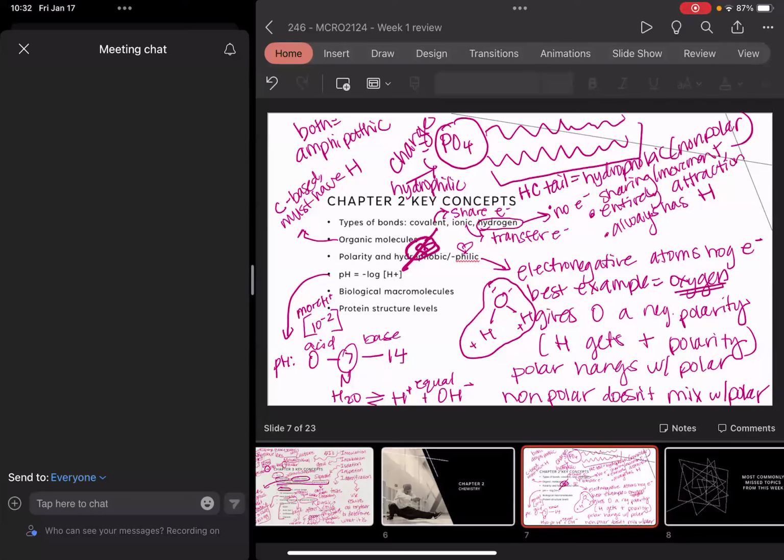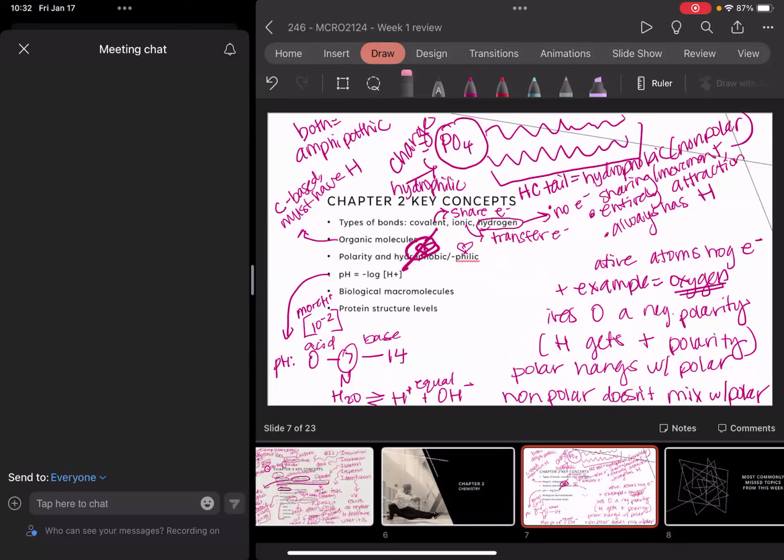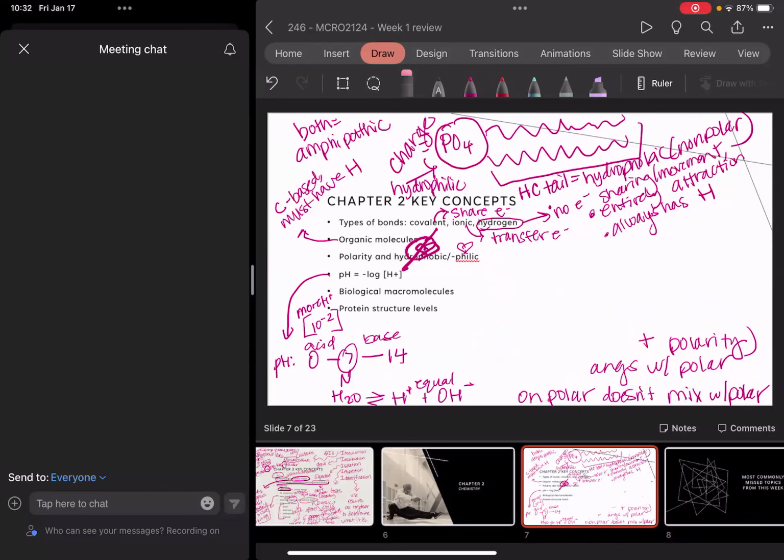So let me erase some of this so I have a little bit more space to write. Wish this was bigger. Little tiny eraser. I'm too lazy to click on the thing and make it bigger. Okay, here we go.